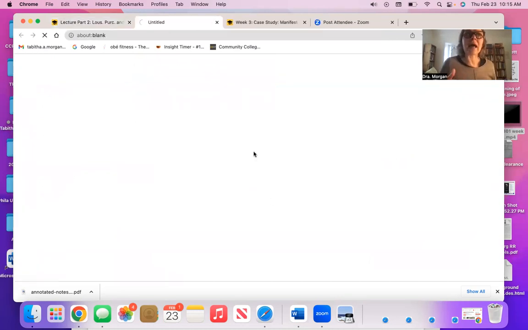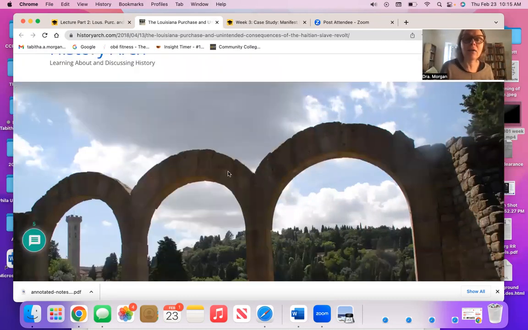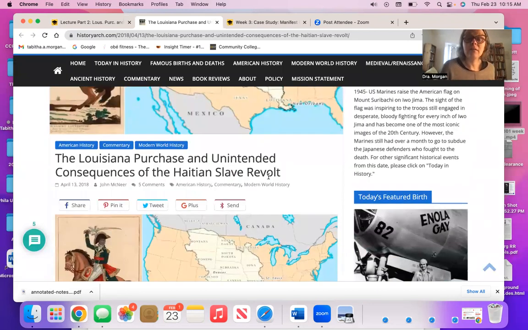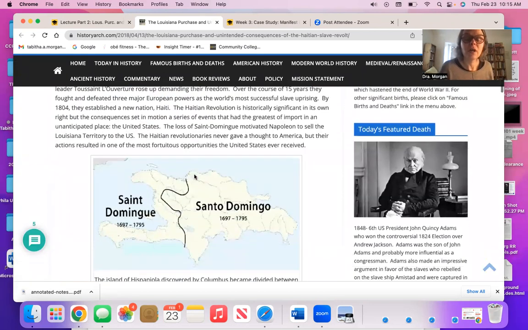So how do we get this connection between the Louisiana Purchase and the Haitian Revolution? Haiti is so far away, right? Haiti is all the way down here. How do we even get there? This is what you're going to read in this. I'm not going to read this to you. Remember, this is the really key thing to remember about Haiti and its first connection to the United States, sort of the mythologization of Columbus and Hispaniola, right?